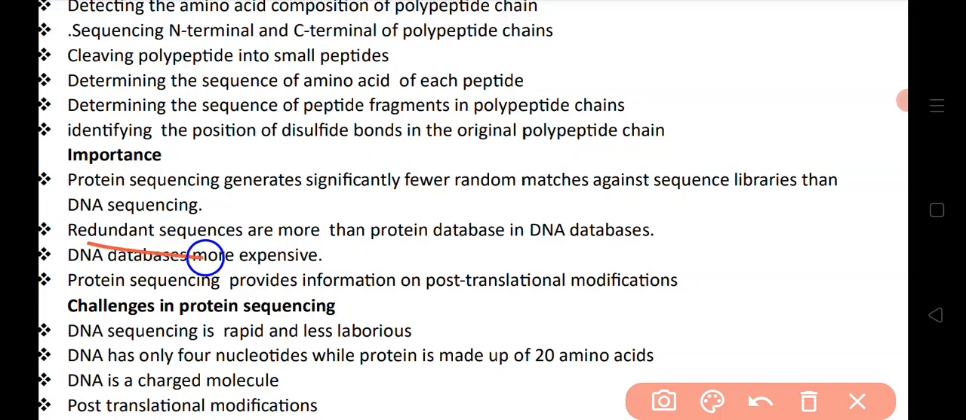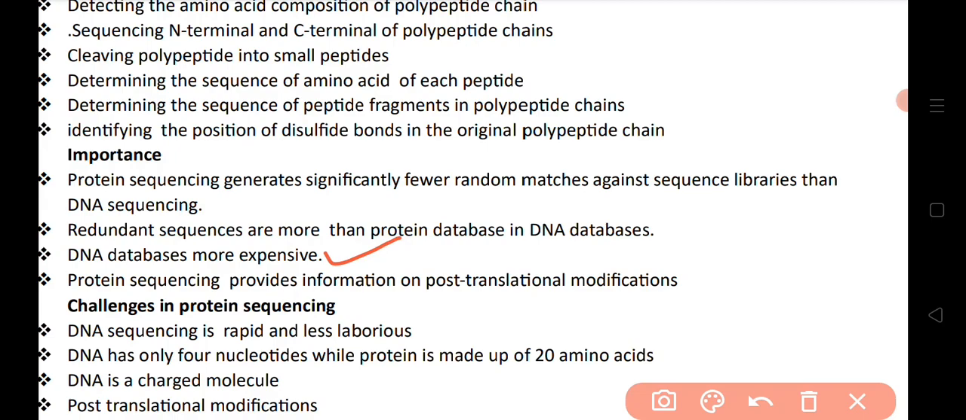The next point is that redundant sequences, which are meaningless sequences or non-functional sequences, are not very common in protein sequences as compared to DNA databases. DNA databases have more redundant sequences as compared to protein databases, which makes it more accurate and easier to sequence a protein. DNA databases are more expensive, they are more costly as compared to protein databases.